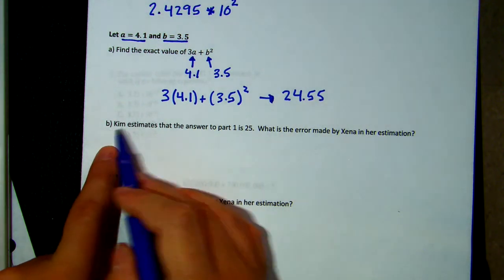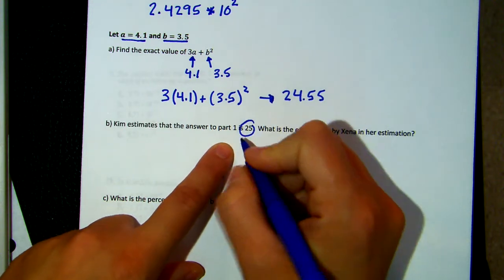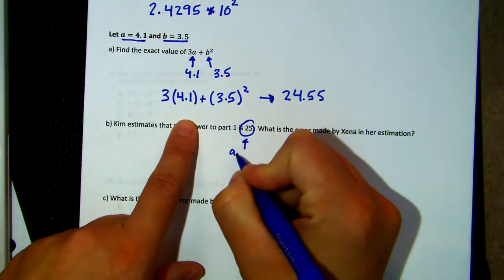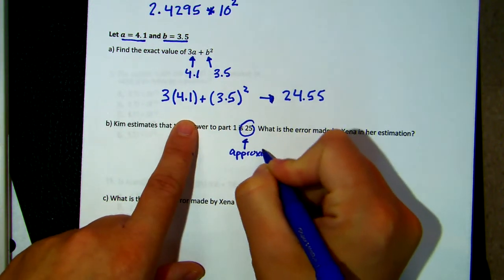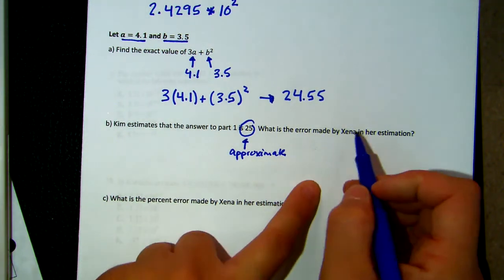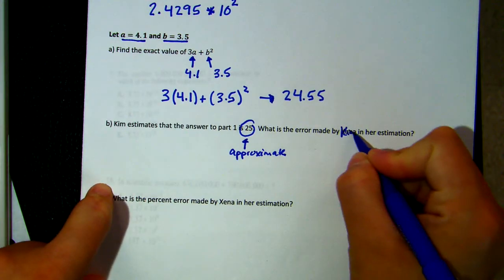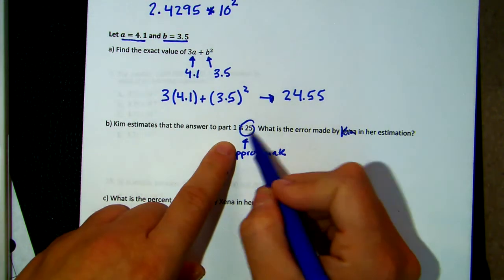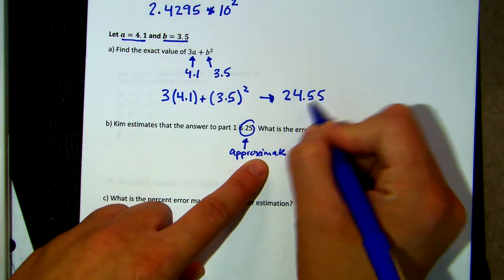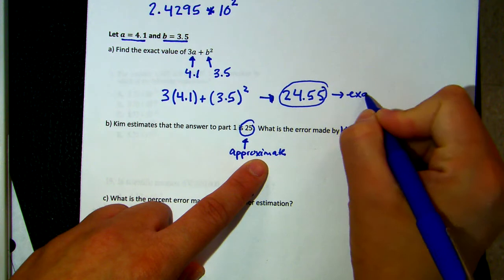Okay. It said Kim estimates that the answer to part 1 is 25. So this is her approximate guess, because it's a guess. Okay. What is the error made by Kim in her estimation? (That's a typo.) Okay, so this is our approximate value. We just calculated this as our exact value.